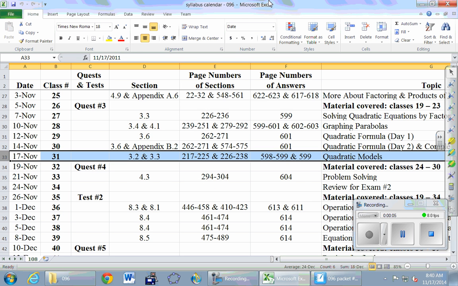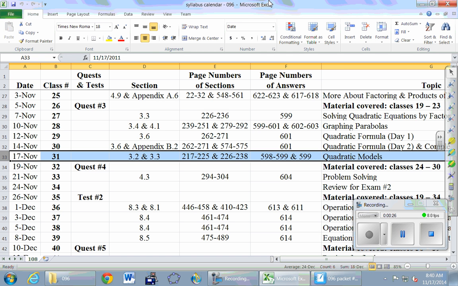Our look at the calendar shows us that today is our last day of new material before our fourth quest. We'll have 5 quests altogether. Coming up on Wednesday is number 4. Today we cover quadratic models, that is to say word problems. Wednesday we'll take our quest. Friday we're doing problem solving, meaning more word problems.